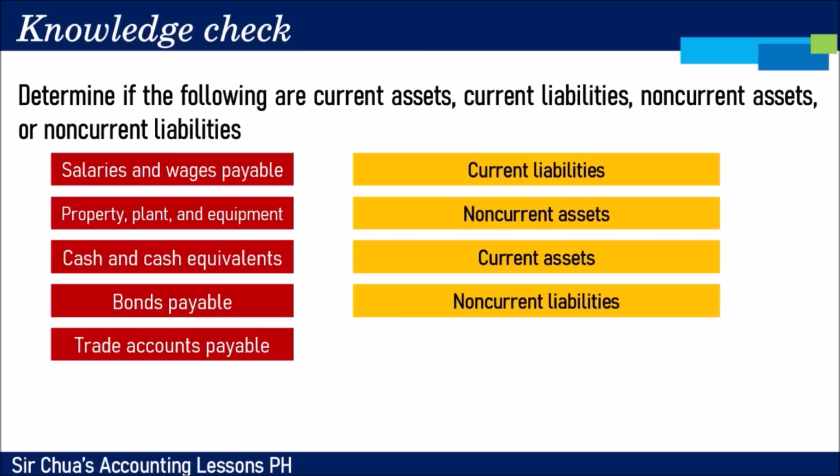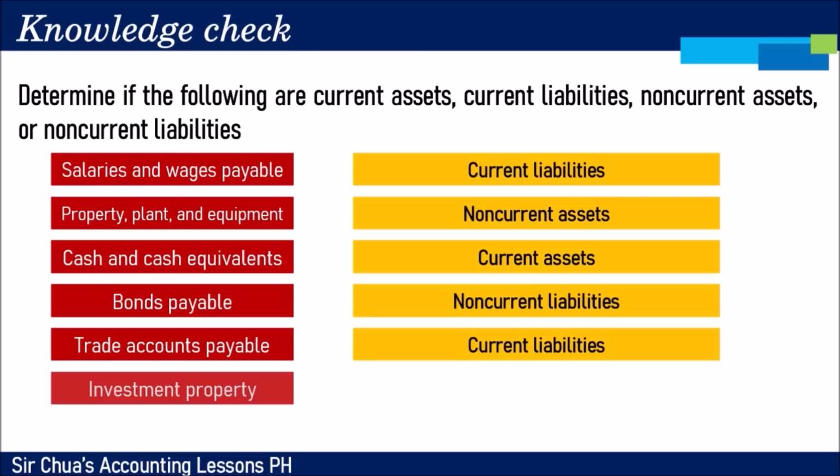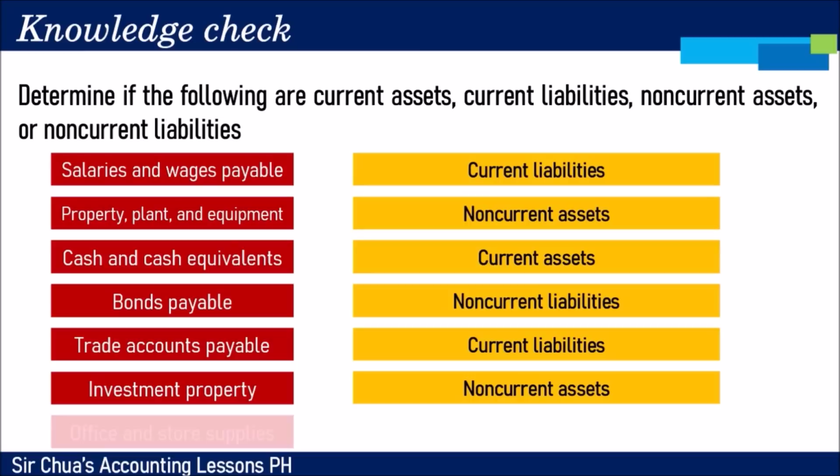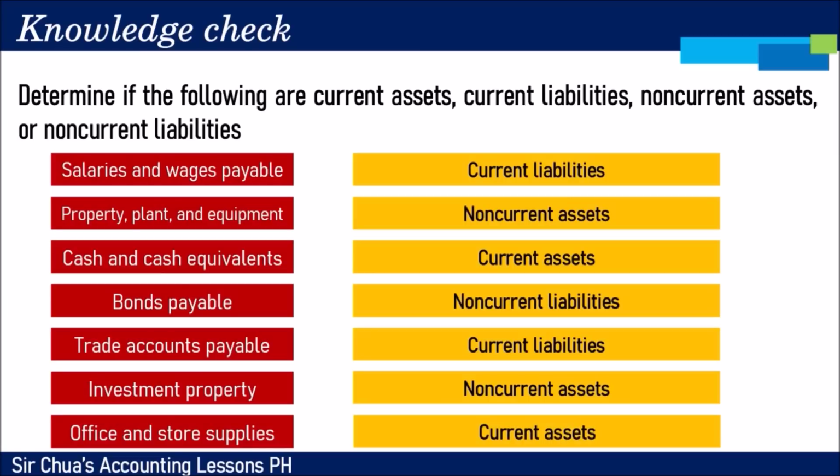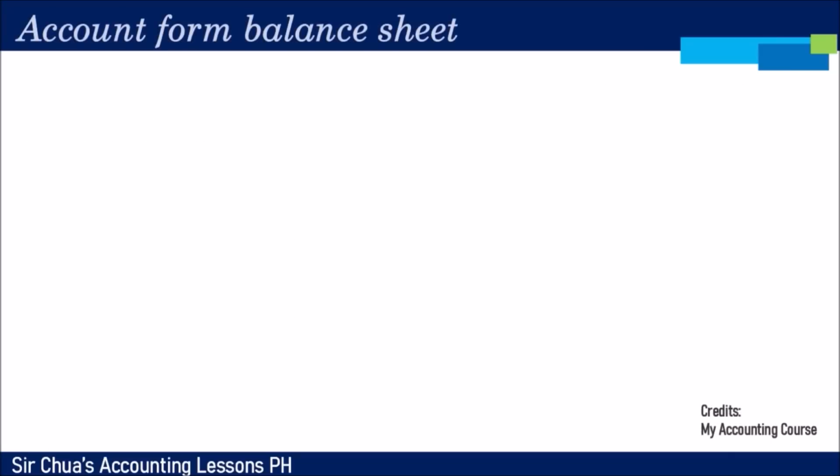Trade accounts payable. 3, 2, 1. That is a current liability. Investment property. 3, 2, 1. Investment property is non-current asset. And last item, office and store supplies. Ano yan? 3, 2, 1. That is a current asset. Okay, so I hope you got everything correctly ha. Dali-dali lang yan. Okay, so this is an example of an account form balance sheet.